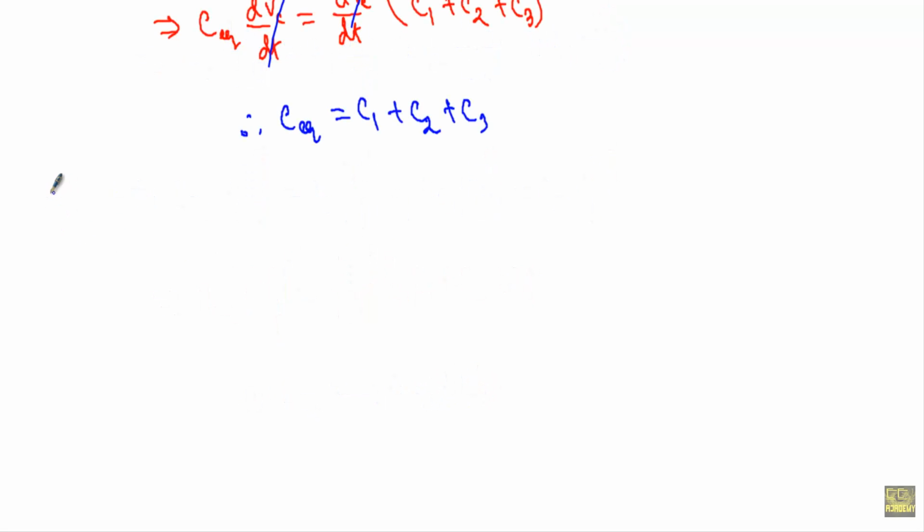Now if I have n capacitors connected in parallel, how do we find the equivalent capacitance? C equivalent will be the sum of the individual capacitances.